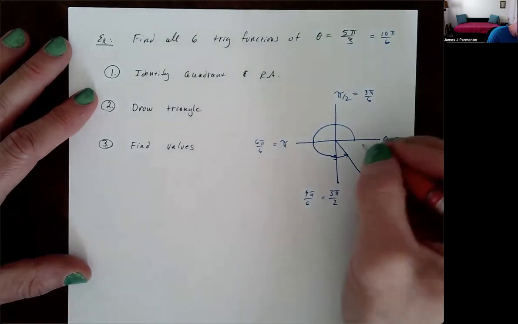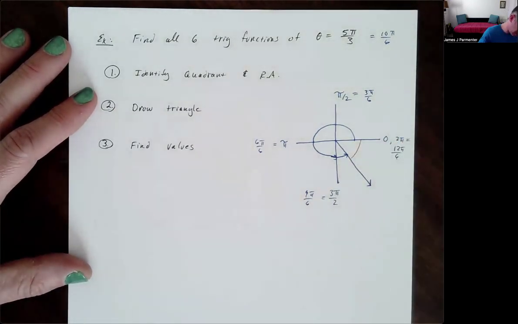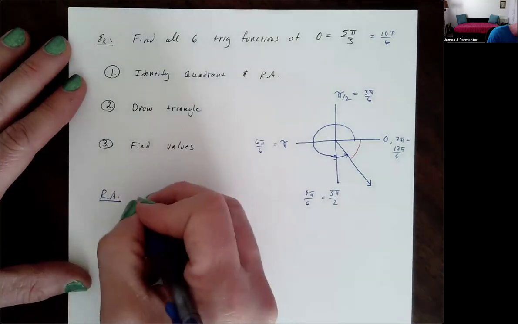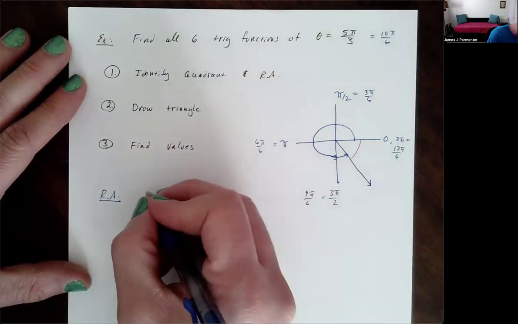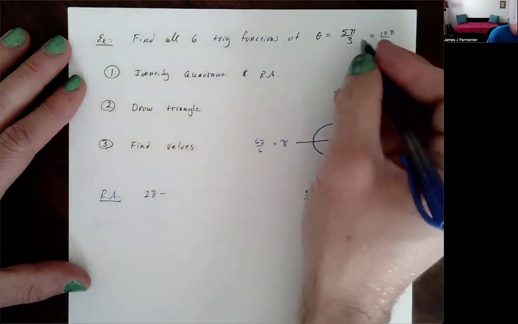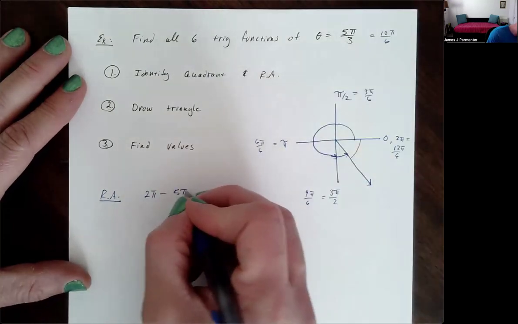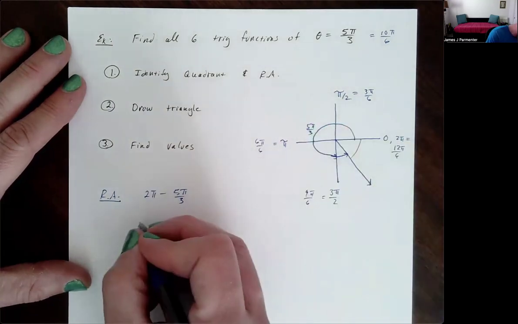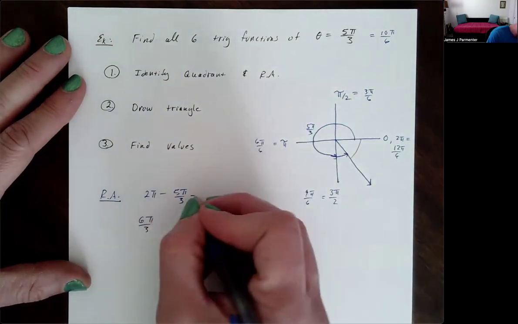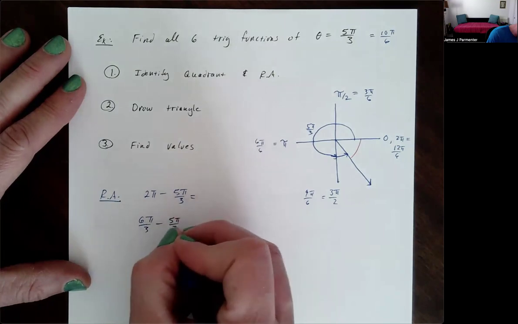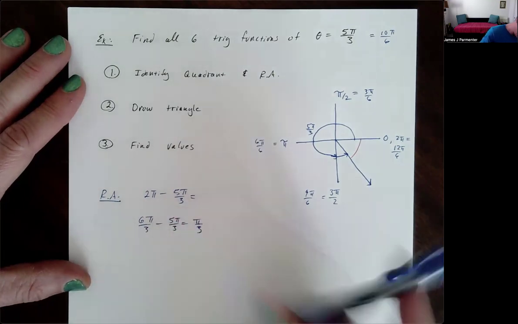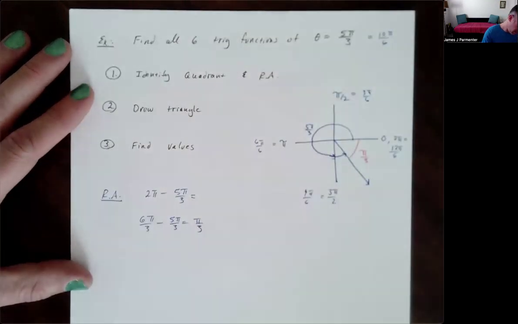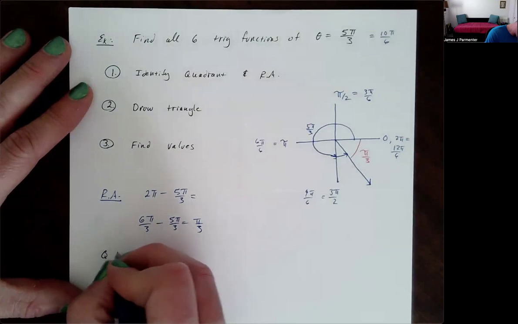So then my reference angle is going to be the difference between 2 pi and my angle, 5 pi over 3, which is 6 pi over 3 minus 5 pi over 3, which is pi over 3. The reference angle here is pi over 3. My quadrant is quadrant 4.